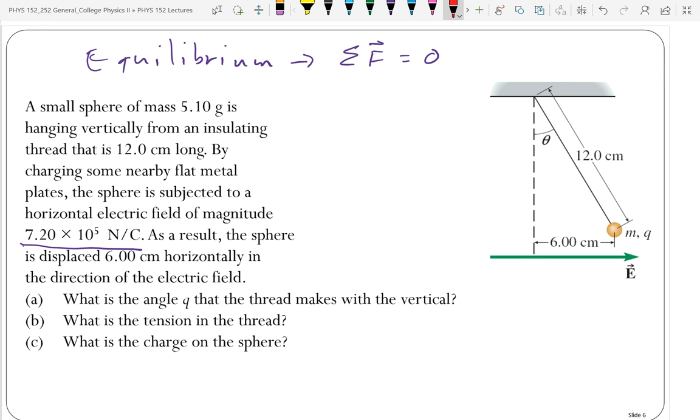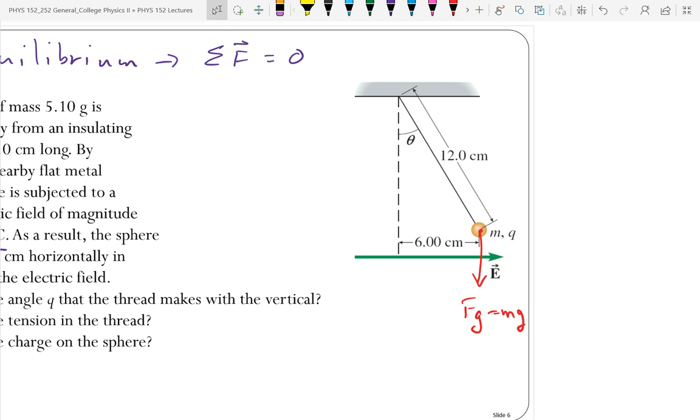Because it says, as a result, the sphere is displaced to that position. So it doesn't say it's swinging, it says it's displaced to that position. So equilibrium means it's not accelerating. If it's at that position, it's not accelerating. Free body diagram. So forces are acting on this object. What are the forces? Gravity points what direction? So we have the force of gravity equals mg.